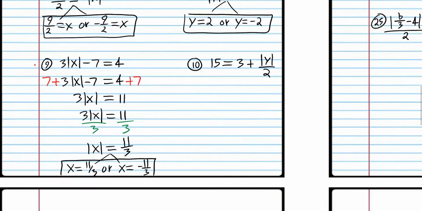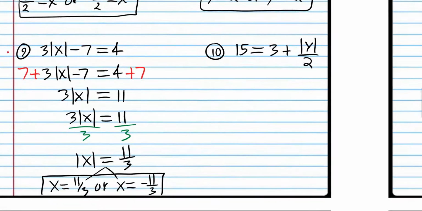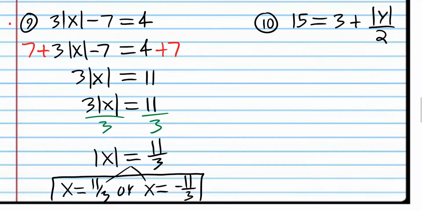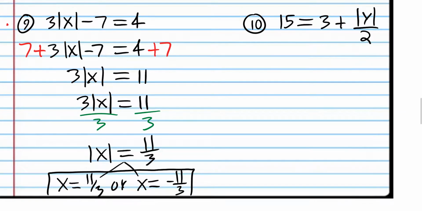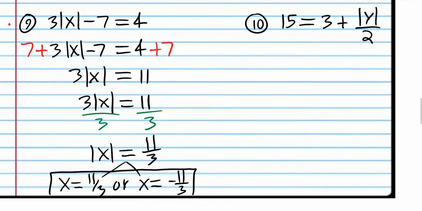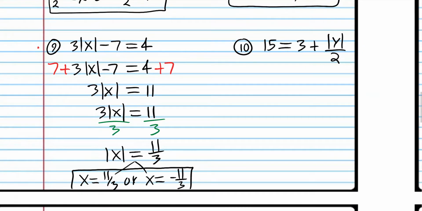So let's do one more of those. And again, I showed every step on that one, but you don't have to show the steps. And I'm going to show on this problem what exactly I expect you to show as far as work. So we're going to isolate the absolute value. We're going to subtract 3 from both sides and multiply both sides by 2, and we get 24 is equal to the absolute value of y.